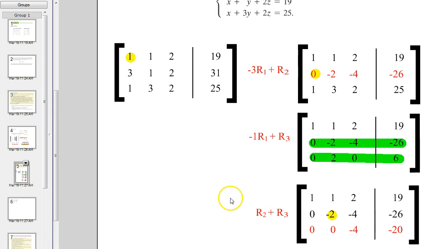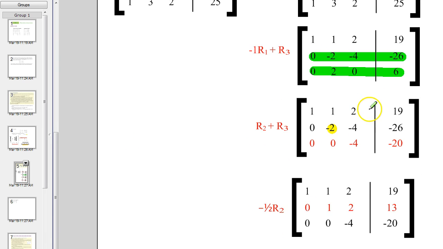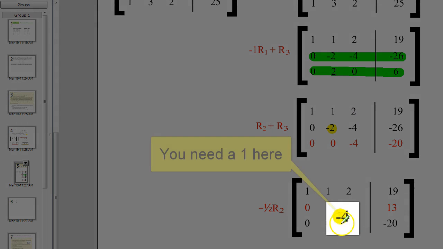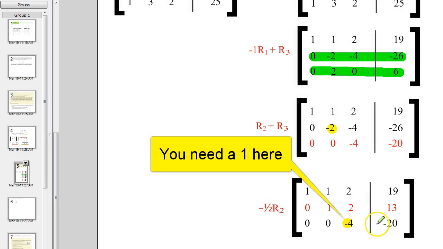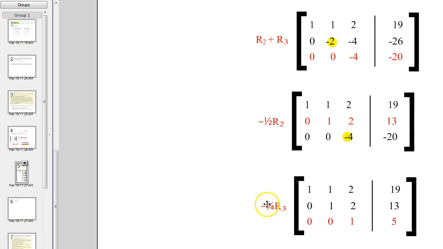And now if you look, we've got 1, 0, 0, 1, 0. We've got all this. So we're ready to do our last step. Our last step here is to take care of this last piece right here. Get a 1 on this bottom right part of the diagonal. So we need to make a +1 right here. So we're going to divide this row by -4, or equivalently multiply by -1/4. Okay, and there is our final row operation.